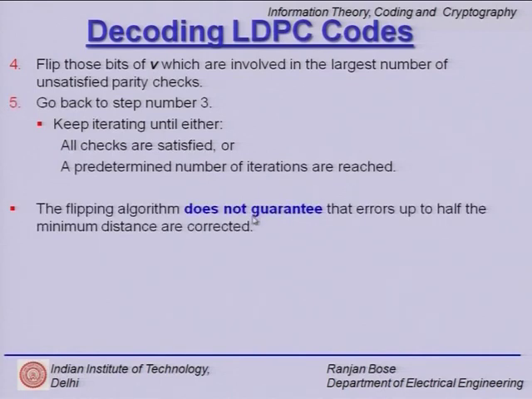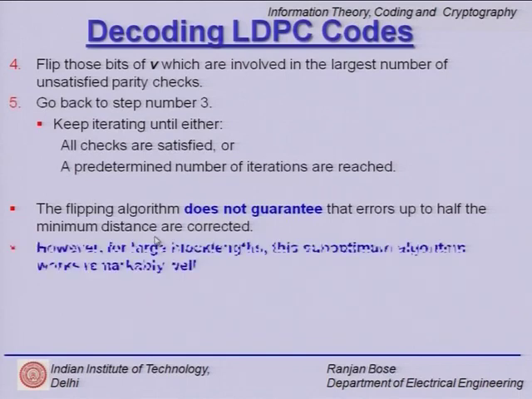So, this bit flipping algorithm does not guarantee that errors up to half the minimum distance are corrected. However, for large block lengths, this suboptimal algorithm works remarkably well.